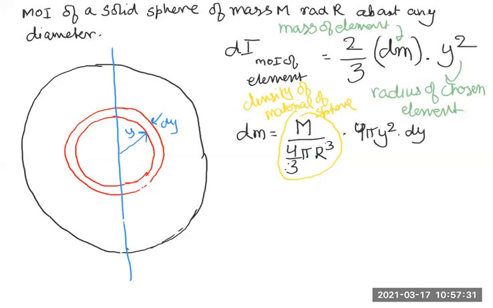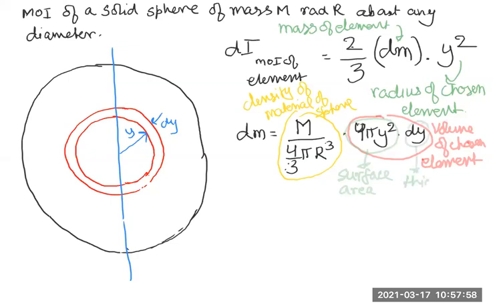Let me make this absolutely clear what we have written. This is the volume of the chosen element, which is a hollow sphere. This is the surface area. This is the thickness of the chosen element. Now I'll substitute this.